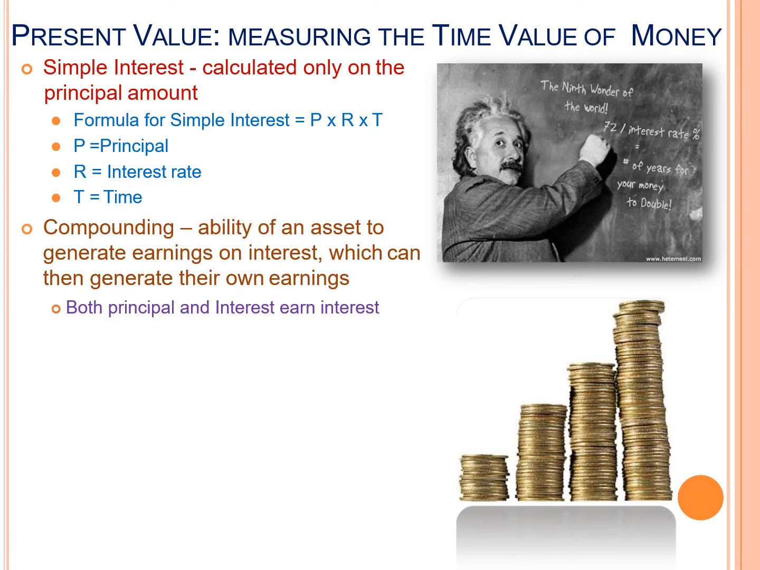Compounding interest, on the other hand, is when you have an asset that generates earnings on its earnings, right? It's when you can get interest from your interest. Okay, and so your earnings generate their own earnings. It's pretty amazing. Both the principal and the interest can earn interest. As a matter of fact, that smart guy right there, Albert Einstein, once said, "The most powerful force in the universe is compound interest." That's my German impression.